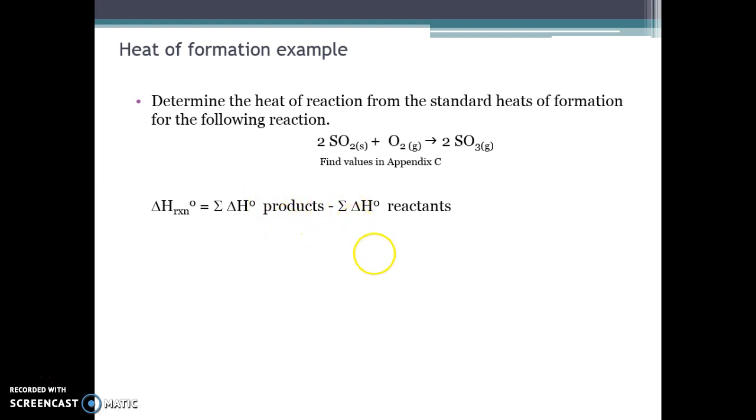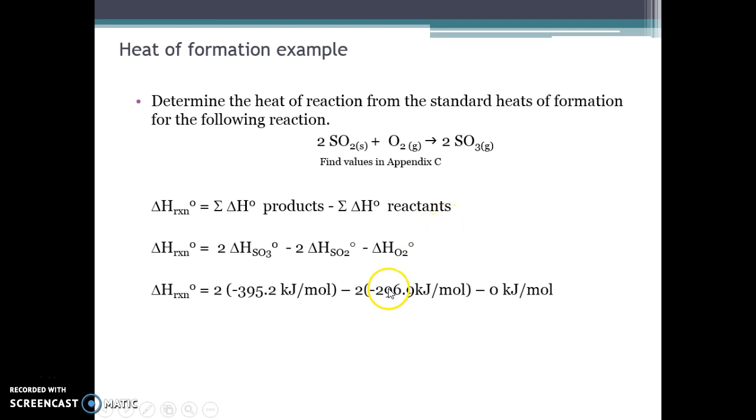So products minus reactants. So what am I going to do? I've got to take 2 moles of SO3 gas, and I'm going to subtract the 2 moles of SO2 gas and 1 mole of O2 gas. Obviously not the actual materials, but the heats of formation. So pulling the numbers off of Appendix C, SO3 is a negative 395.2. SO2 is a negative 296.9, so essentially I'm adding this together. And then oxygen, natural state, 0. So when you add everything up, you do wind up with a negative 196.6. So this process is an exothermic process.